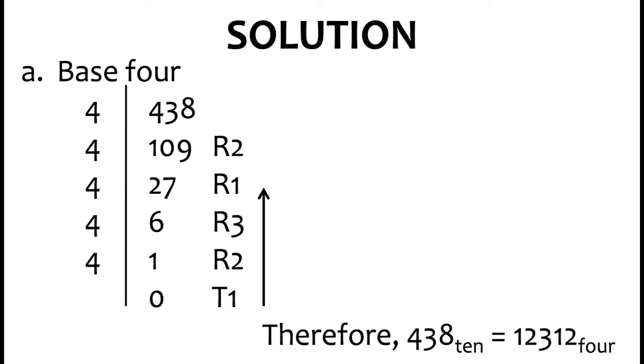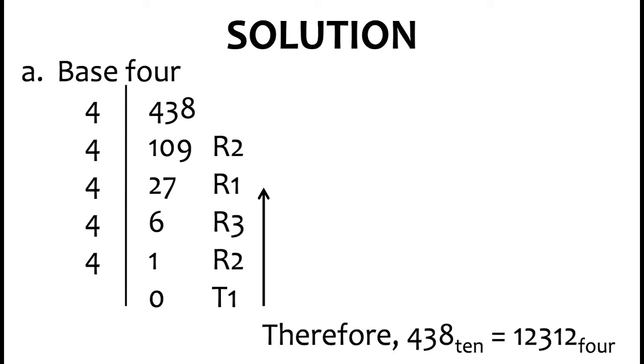Next, we will divide 6 by 4. And 6 by 4 is 1 time. 1, remainder 2. Finally, 1 divided by 4, we'll be having 0, remainder 1. So if you start from the bottom, you will now have 438 base 10 equals to 1, 2, 3, 1, 2 base 4.